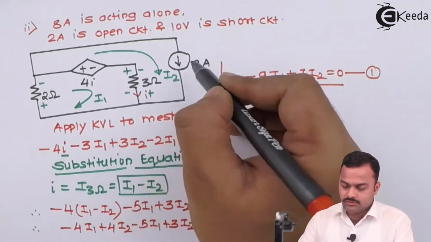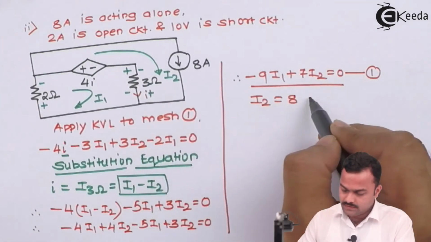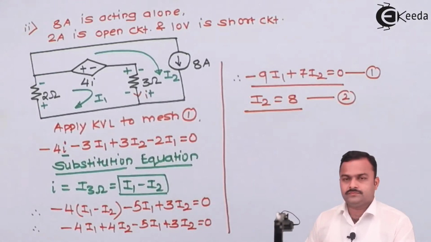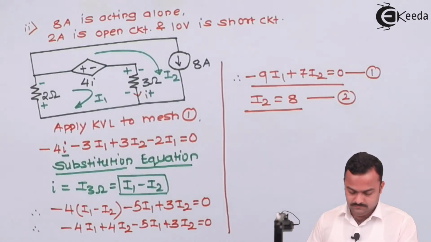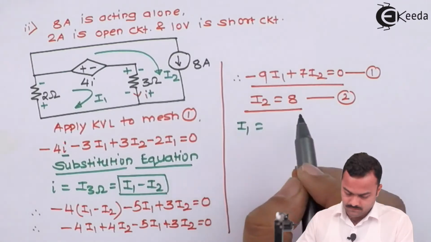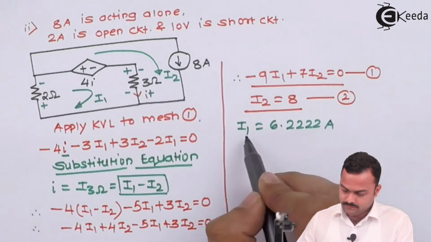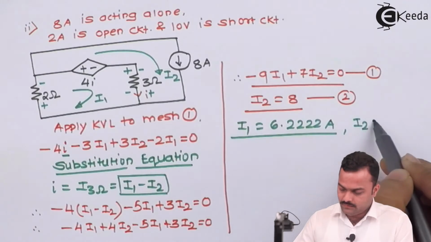Now current source is present in the loop 2, so I can straight away say I2 is equal to 8 as equation number 2. No need to apply KVL to mesh number 2. Upon solving these two, we will get the values of I1 and I2. We'll get the value of I1 as 6.2222 ampere, and needless to say I2 will be 8 ampere only.